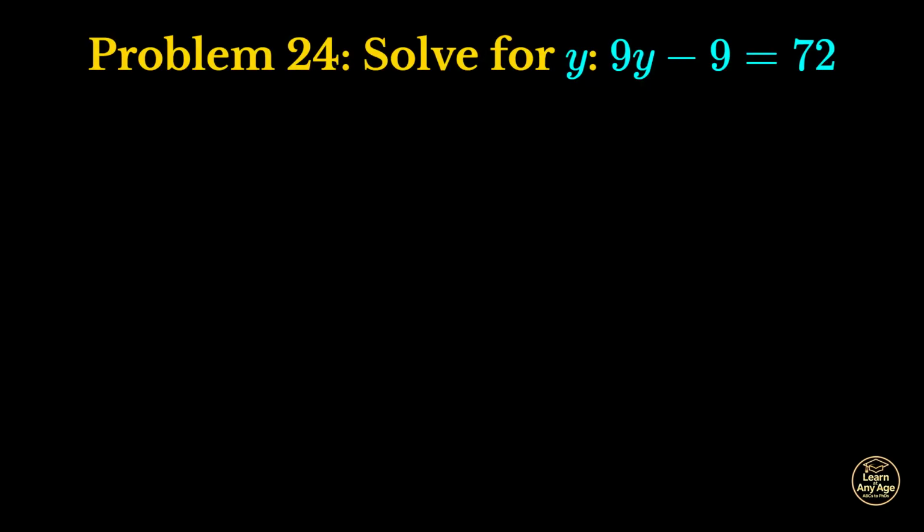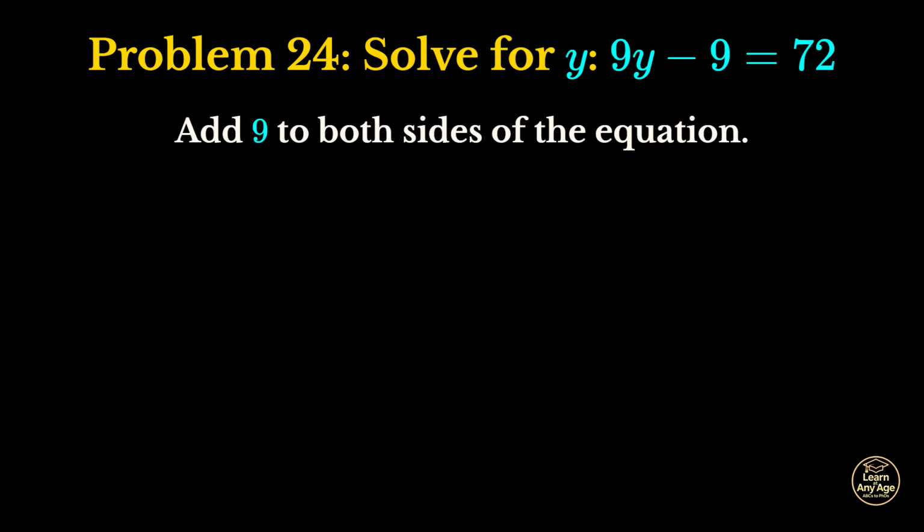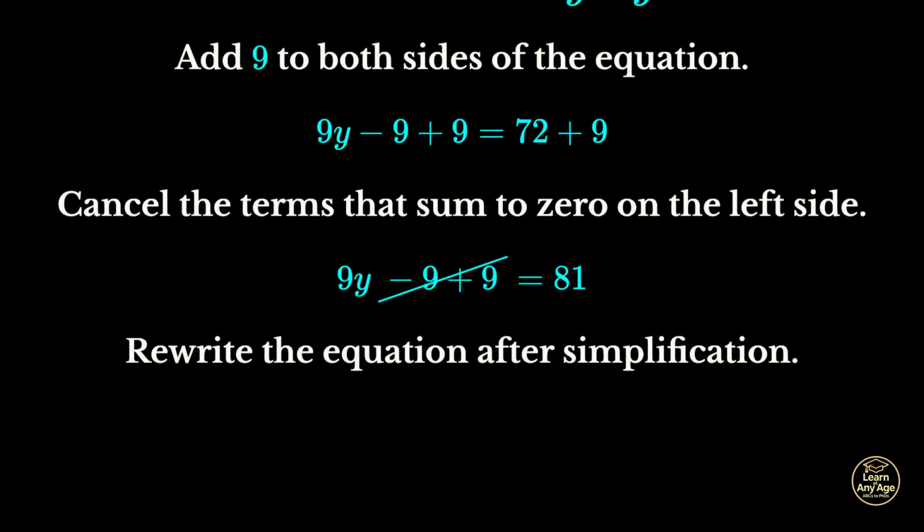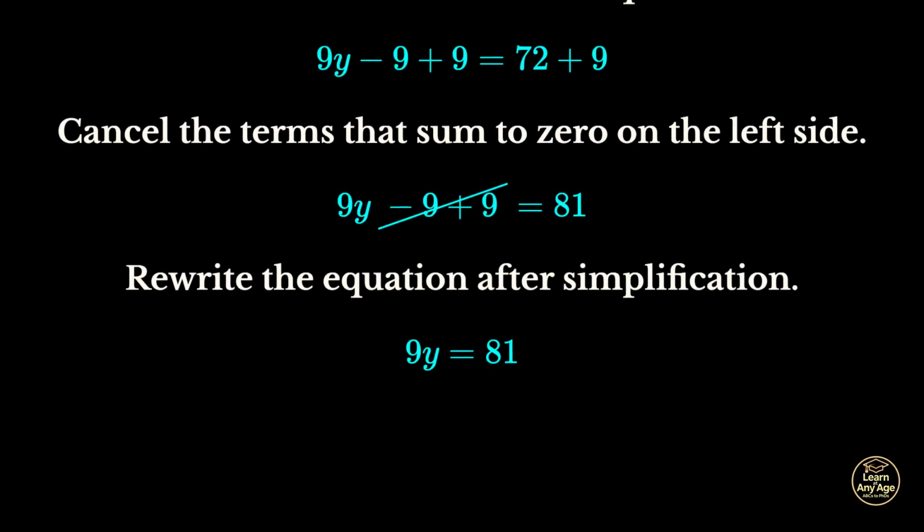Problem 24, solve for y, 9y minus 9 equals 72. Add 9 to both sides of the equation. 9y minus 9 plus 9 equals 72 plus 9. Cancel the terms that sum to 0 on the left side. 9y minus 9 plus 9 cancelled out equals 81. Rewrite the equation after simplification.